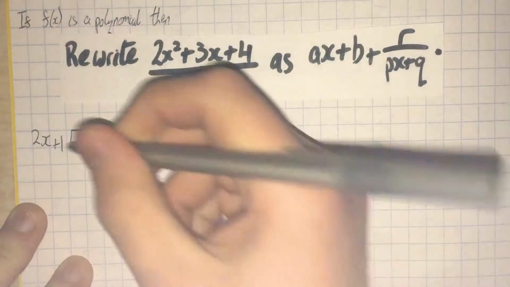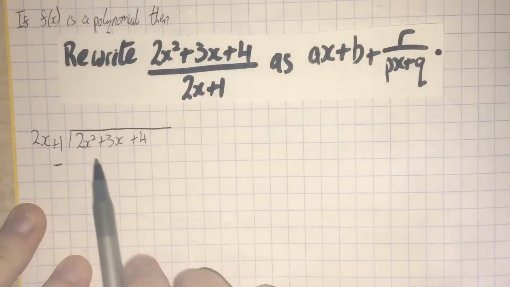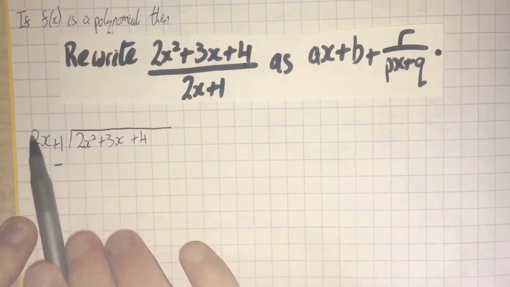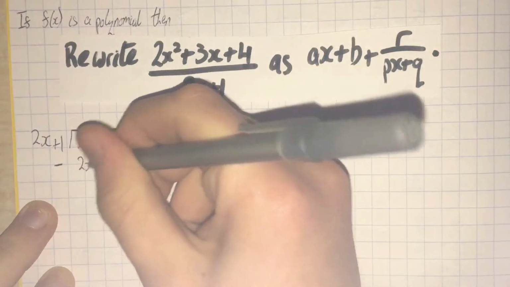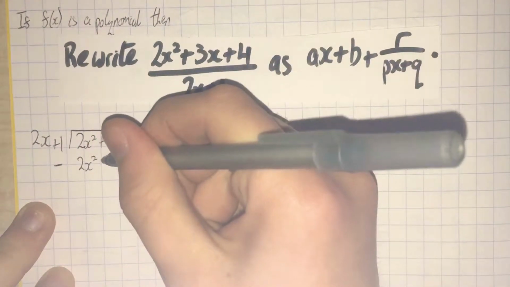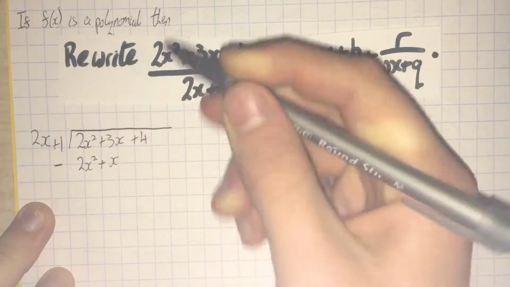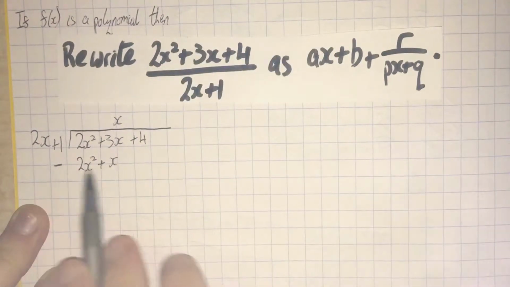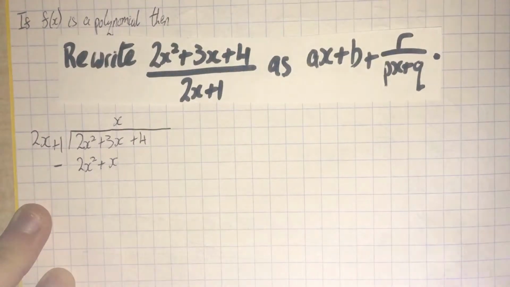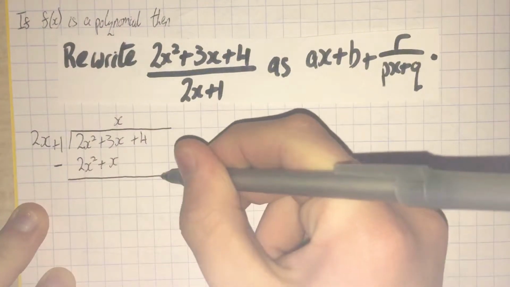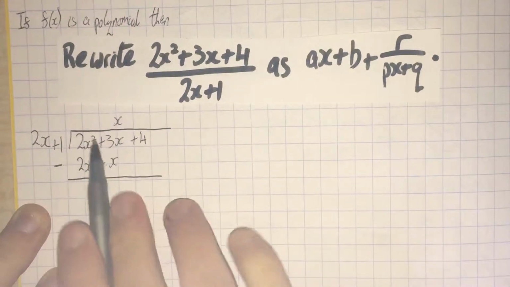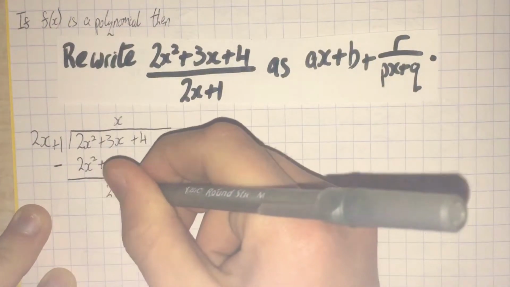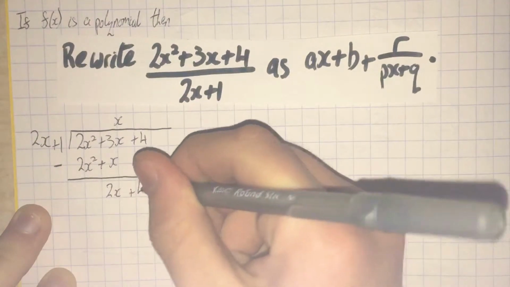So we want to minus, well, we're going to start with the first term, so we'll be timesing by x to get rid of that. So we get 2x squared plus x, so we times by x there. And we're minusing this as a whole from our top function. So that will give us 0 for 2x squared, and that will give us 2x plus 4.